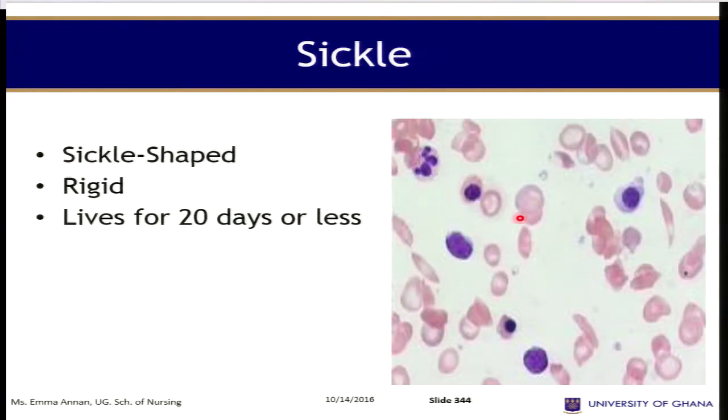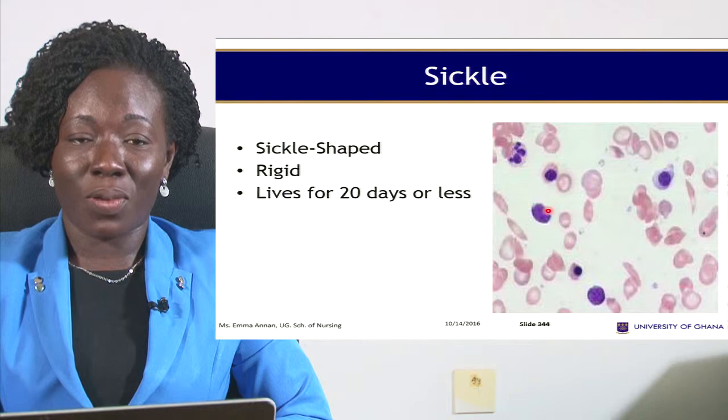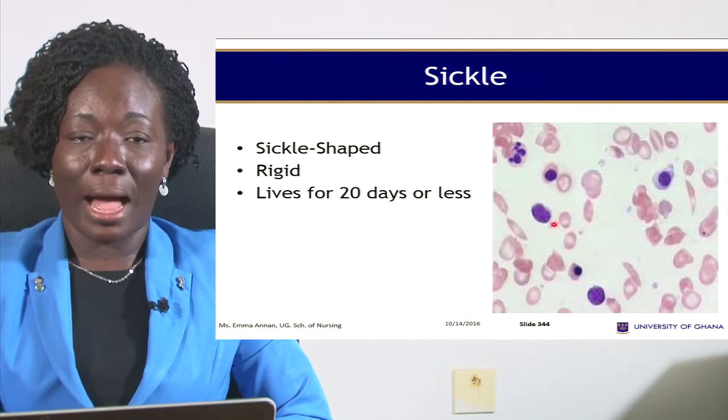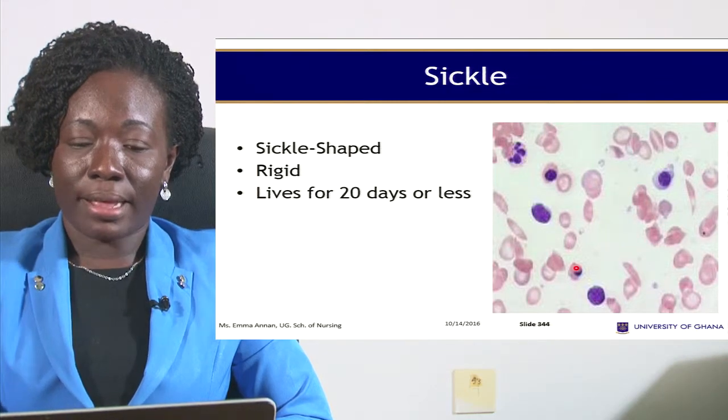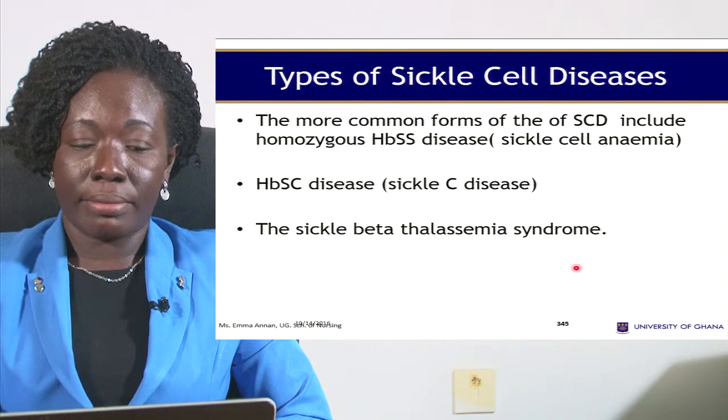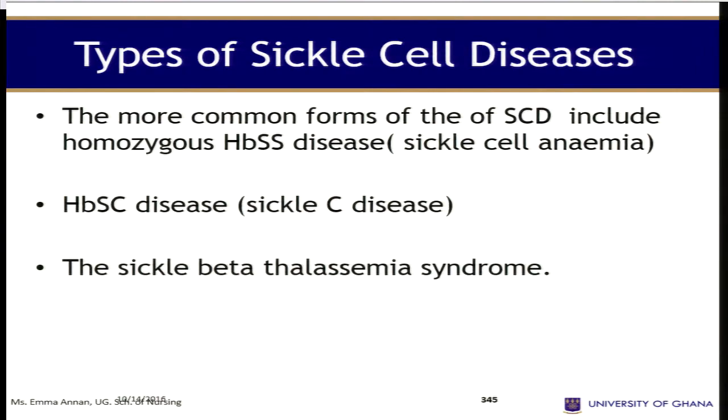Then the shape of a sickle cell. It is rigid and lives for only 20 days compared to 120 days. So it means that for this one, there's going to be rapid breakdown of red blood cells. Let's look at the types of sickle cell disease that we have. We have the HbSS, that's sickle cell anemia. We have the HbSC disease, which is the sickle cell disease, and the beta thalassemia.